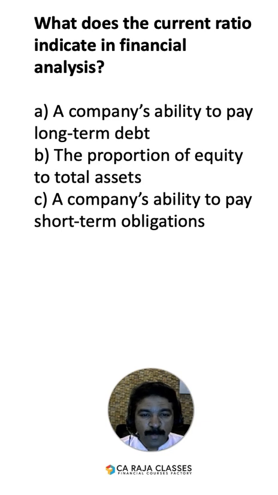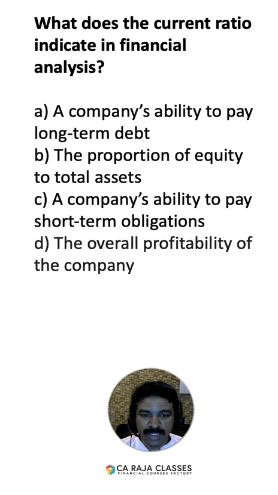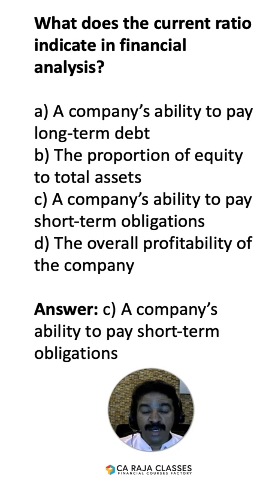Option C, a company's ability to pay short-term obligations. Yes, this should be the answer because current ratio focuses on liquidity, the ability of the entity to meet its short-term obligations, because it basically compares the current assets and current liabilities, and option D is of no relevance here. So the answer is option C, a company's ability to pay short-term obligations.